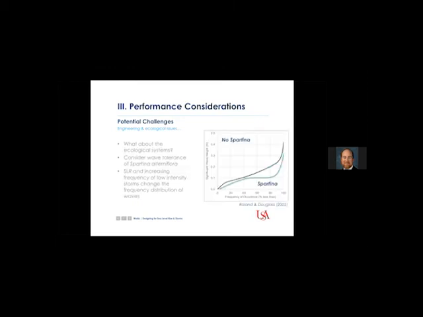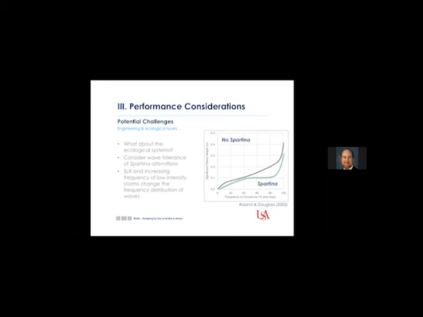Well, what about our ecological systems? Consider this wave tolerance plot for Spartina alterniflora from Rowland and Douglas in 2005, where the dark solid line is basically the division between no Spartina and Spartina along a shoreline, where your vertical axis is significant wave height and the horizontal axis is frequency of occurrence.